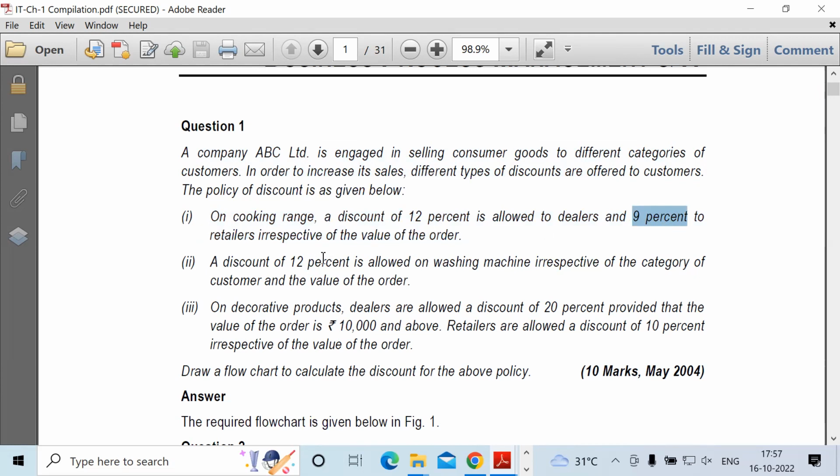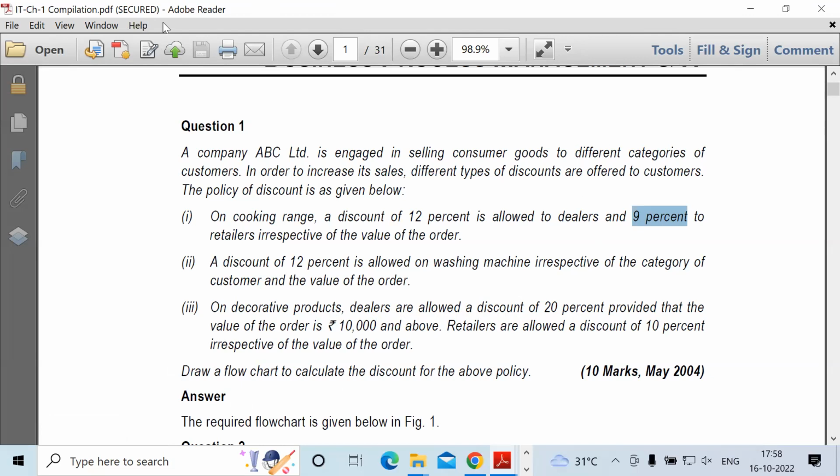Second thing is a discount of 12% is allowed on washing machine irrespective of the category of customers and the value of order. Third one is decorative product. Dealers are allowed a discount of 20% provided that the value of order is 10,000 and above. Retailers are allowed a discount of 10% irrespective of the value of the order. Draw a flow chart, calculate the discount for the above policy.